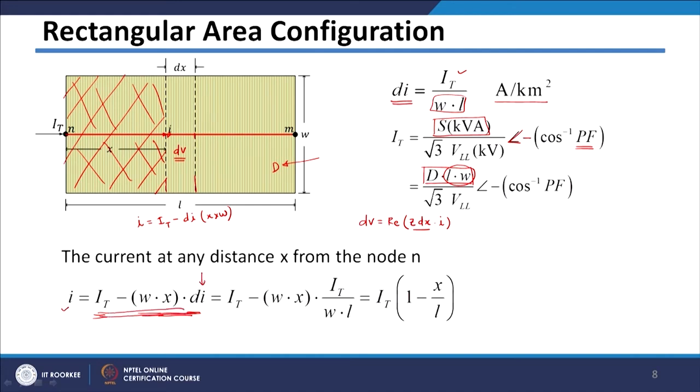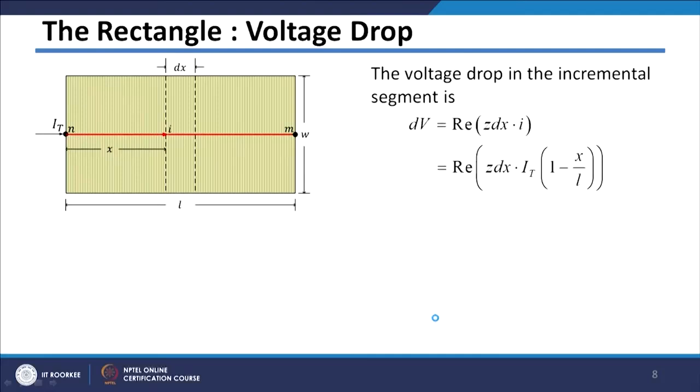And we have seen that this dI is IT divided by W multiplied by L. So, instead of dI, I can say IT divided by W multiplied by L. In this case W and W will get cancelled out, and if you take IT common out of this expression, it will be IT in bracket 1 minus x divided by L. So, we can easily write the impedance multiplied by the current. The impedance of this small strip will be Z multiplied by dx, and the current we already calculated is IT multiplied by (1 minus x by L). So, this is nothing but dV.